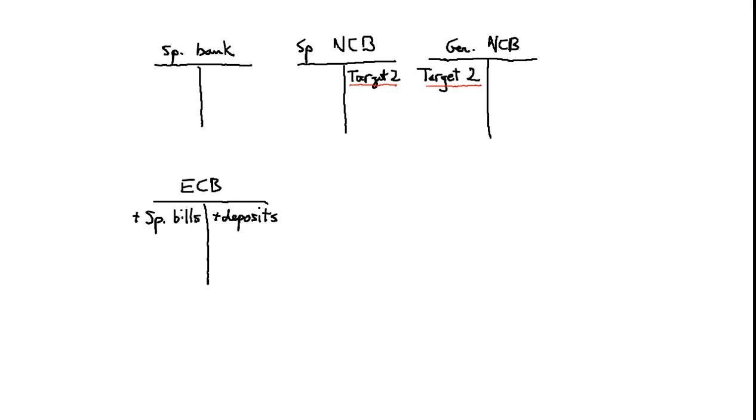And I'm showing here the ECB doing outright monetary transactions by buying Spanish bills with expansion of the money supply, expansion of deposits on the balance sheet of the ECB. Now let's think about the connection between these. Suppose that the ECB does this operation with a Spanish bank somewhere. Okay, so the Spanish bank is selling Spanish bills and receiving these deposits.